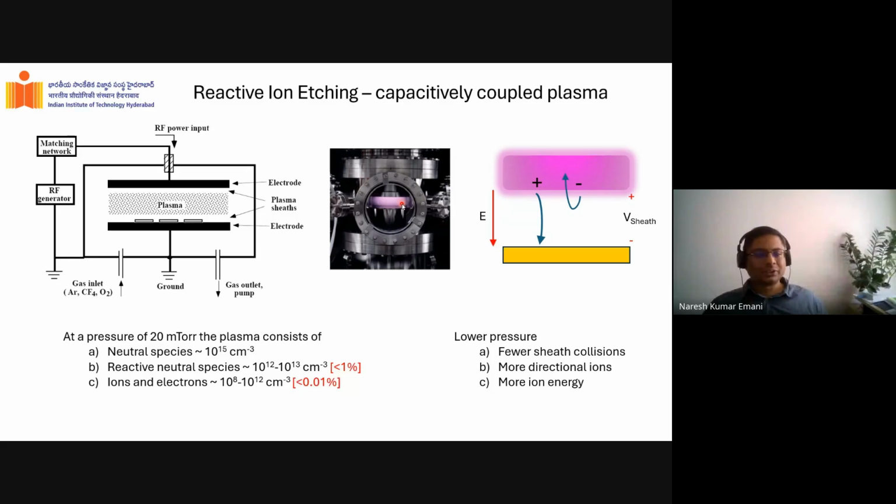All right. So with that, if you have such a scenario, this is what you get, and you can use this to etch. Okay. Now, how do we make this happen? How do we create this low pressure? So a few things in this chamber are important. You have the gas inlet. You can have argon, carbon tetrafluoride, oxygen, and so on.